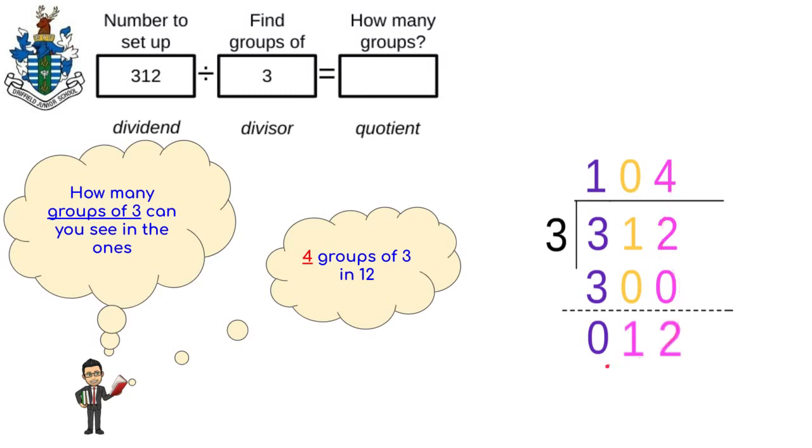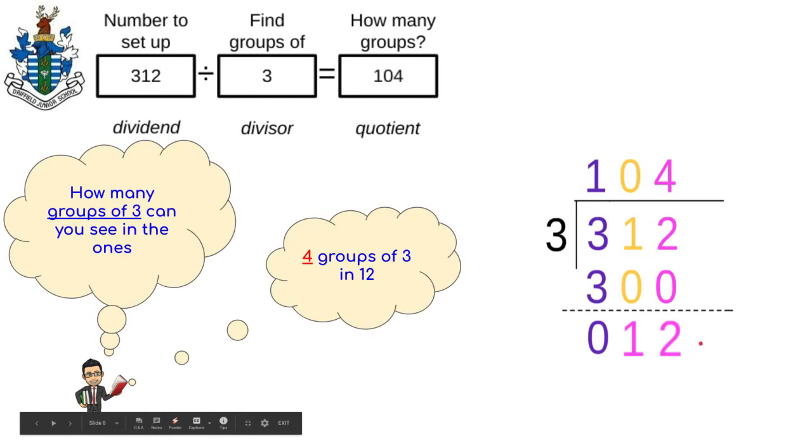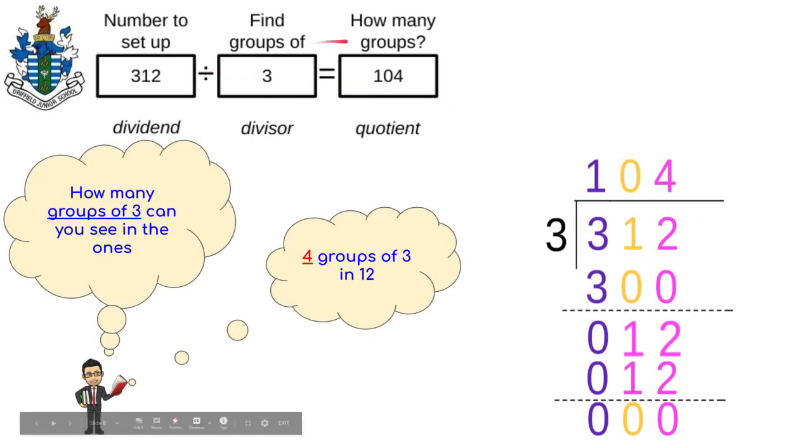Because it's repeated subtraction, we now subtract our 12, just to make sure, and we can see that we've got nothing left, so there's no remainder. So 312 divided by 3 gives a quotient of 104. That is the Year 5 repeated subtraction division method.